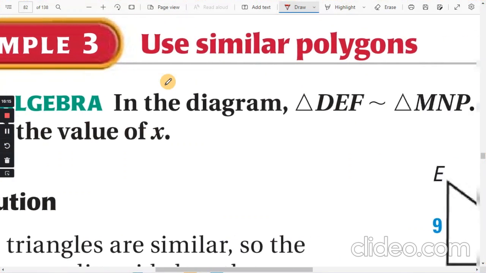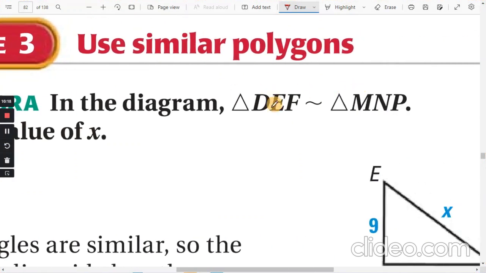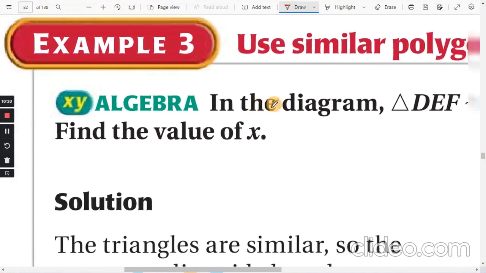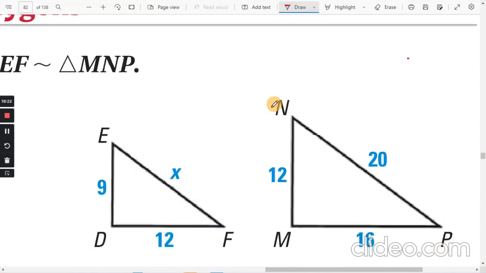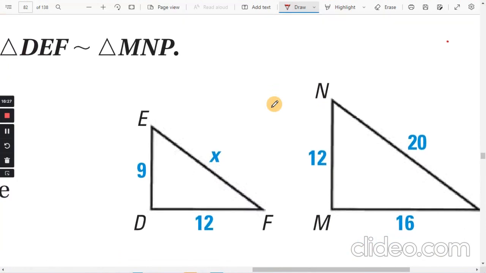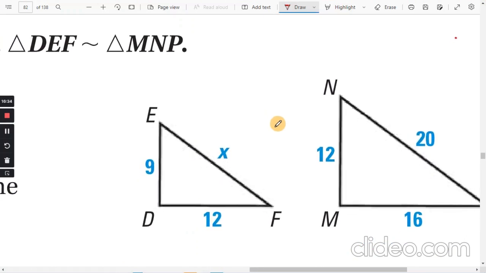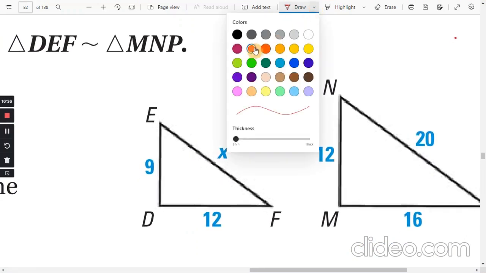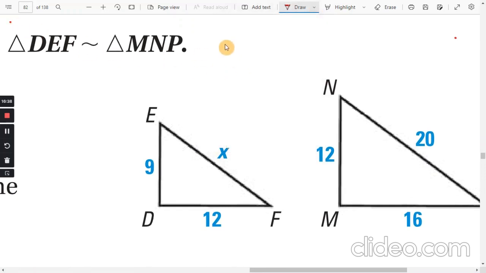Example 3, in the diagram, DEF is similar to MNP. Find the value of X. Okay. So what I would do here is just write the proportionality statements for the side lengths first. All right, so we're going to have the three fractions. First and second, DE matches MN.